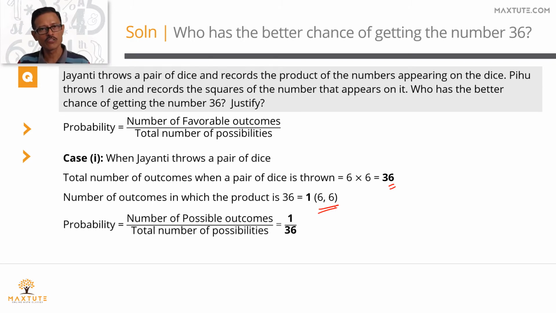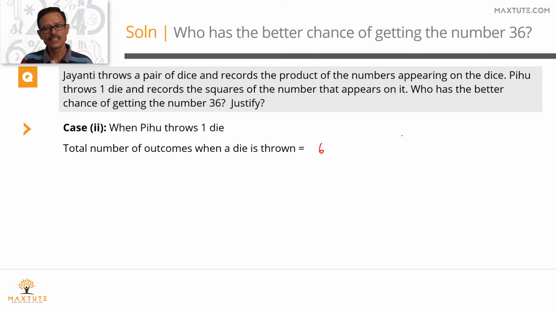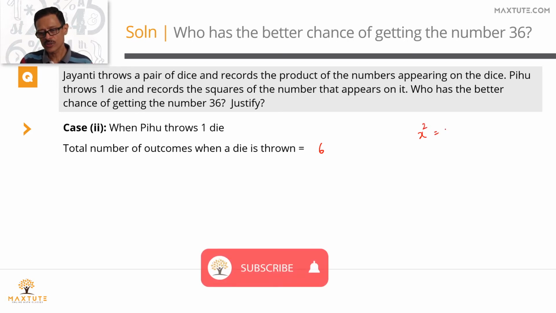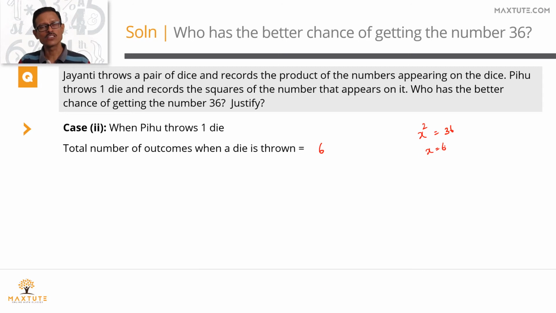Let's run through the same exercise for Pihu. Pihu is throwing only 1 die. The total number of outcomes when a die is thrown is equal to 6. Let's say the number that she sees is an x. She's squaring x and she should get a 36. What square is going to give us a 36? 6 square is going to give us a 36. So if she ends up with a 6, the square of the number that she gets is going to be 36.